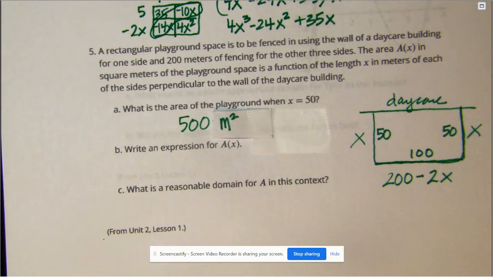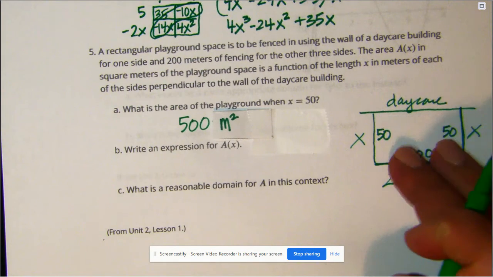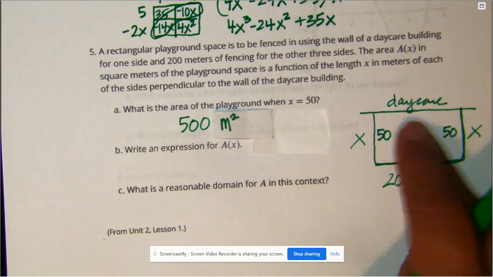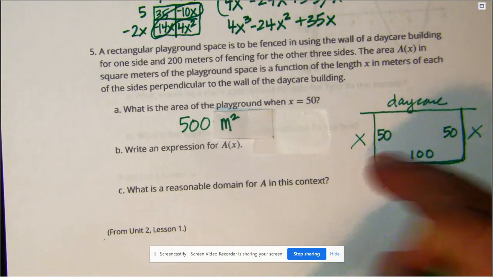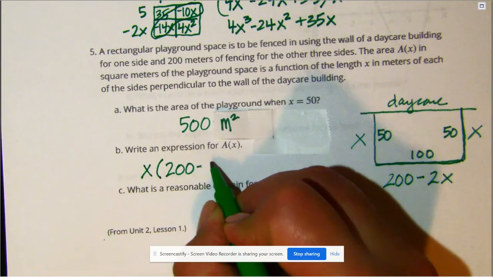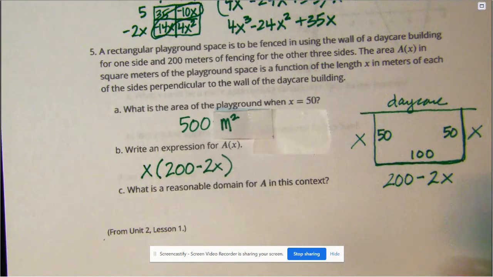Write an expression. Okay, well now forget these real numbers. Use these expressions to find the area of this depending on how big they make the length and the width. It's going to be x times 200 minus 2x. That's the area.